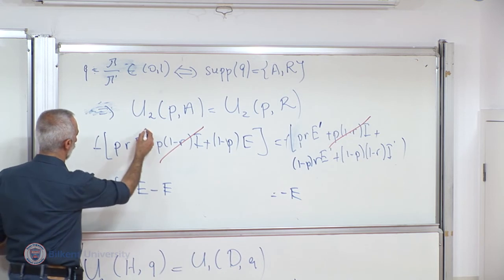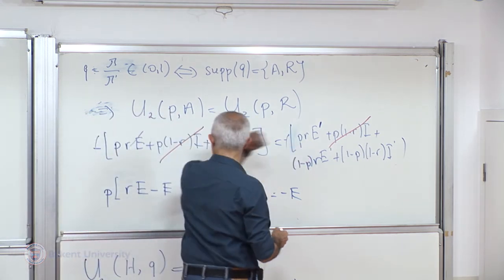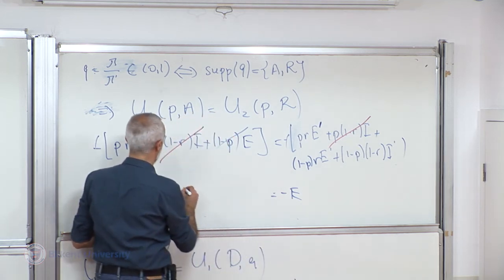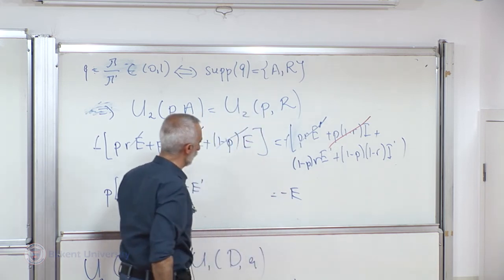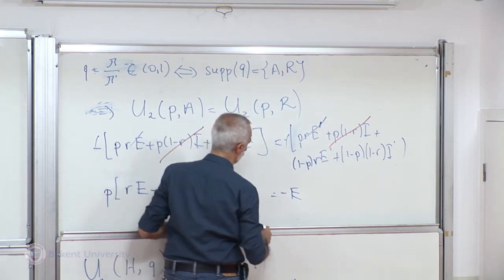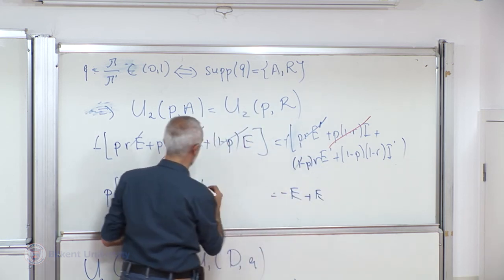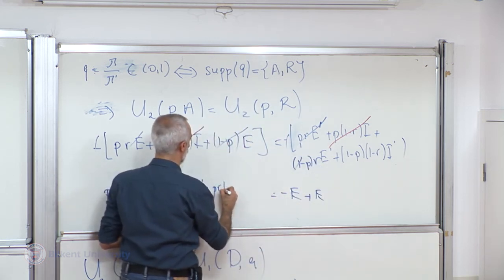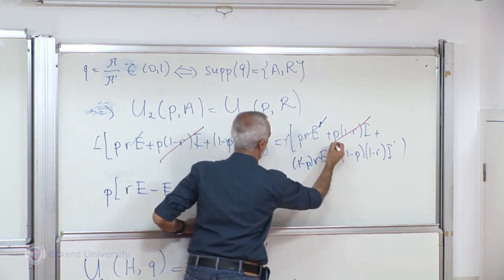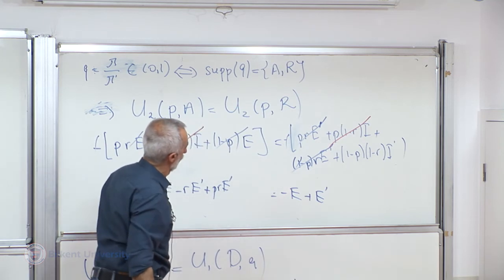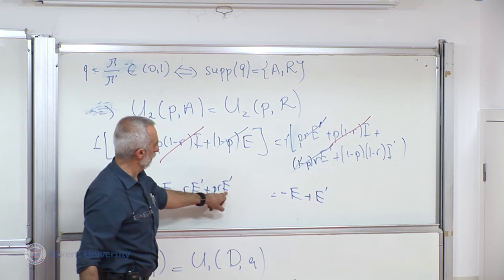Okay, so we took care of this. We took care of this. So let's move that over here. Minus R E prime. Took care of this. So plus E took care of this part. Take that to the other side. P R E prime. That's E prime, by the way. So took care of this. P R E prime.